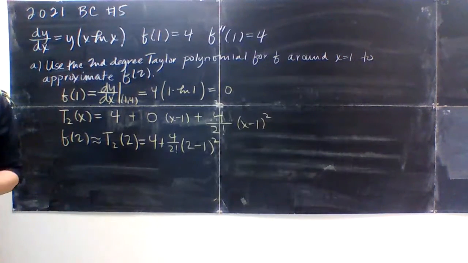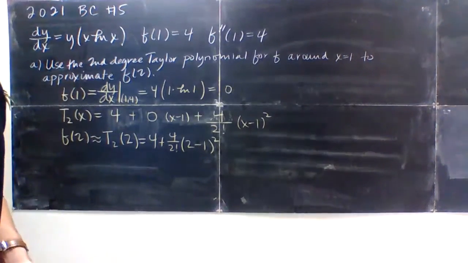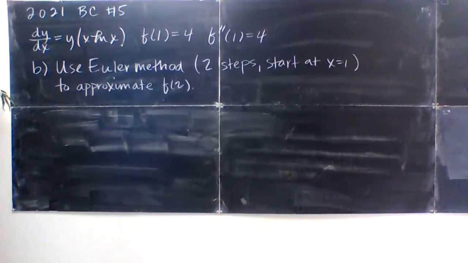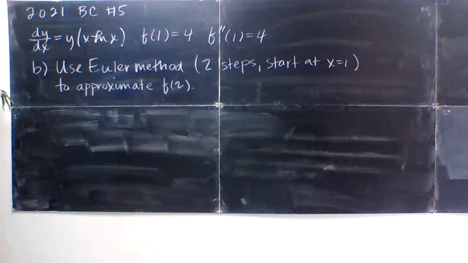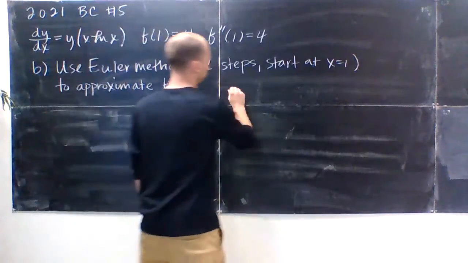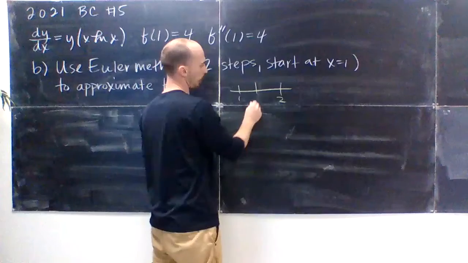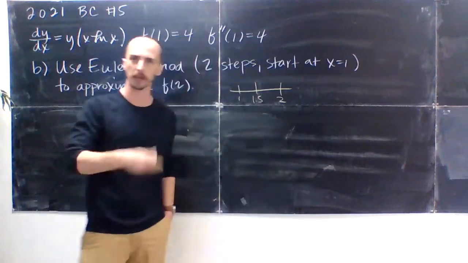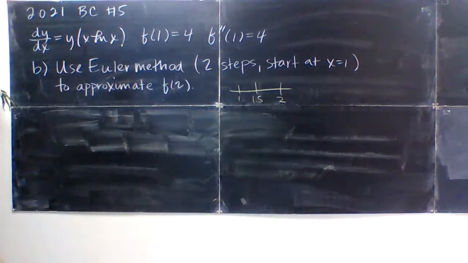Okay, so for the second part, they're going to ask me to do Euler's method, so I'll copy the problem. Okay, there it is. So they say, use Euler's method with 2 steps of equal size, starting at x equals 1 to approximate the value of f of 2. Just like usual, I'm going to start off by sketching out my interval. I've got 1, I'm going to 2 with 2 steps of equal size. So my first step will be x equals 1.5. My second step will be x equals 2, and that'll be what I'm going for.